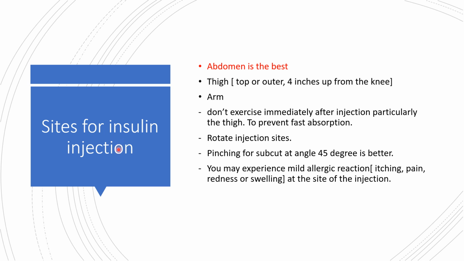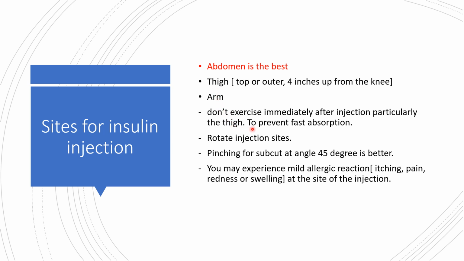Now, sites for insulin injection. And somebody is asking, why go into that? Well, it's good. We just want to know everything about diabetes. The abdomen is the best site for injection of insulin. You may decide to use the thigh, particularly go for the top outer quadrant, 5 inches off from the knee. You may use the arm, but don't exercise immediately after injection, particularly if you are using the thigh, and don't fling that arm immediately after.